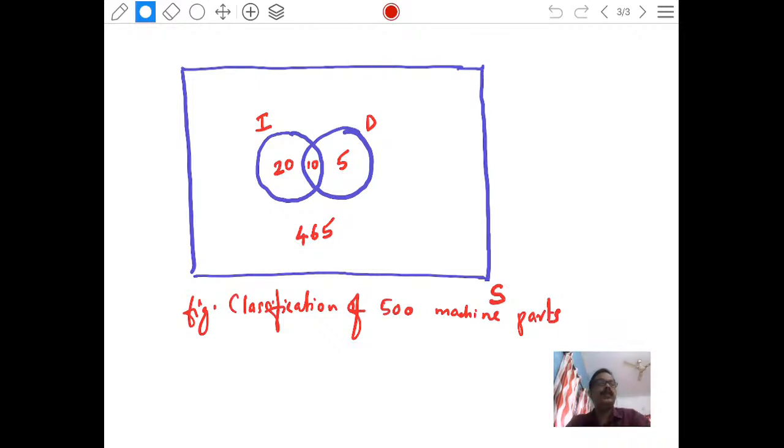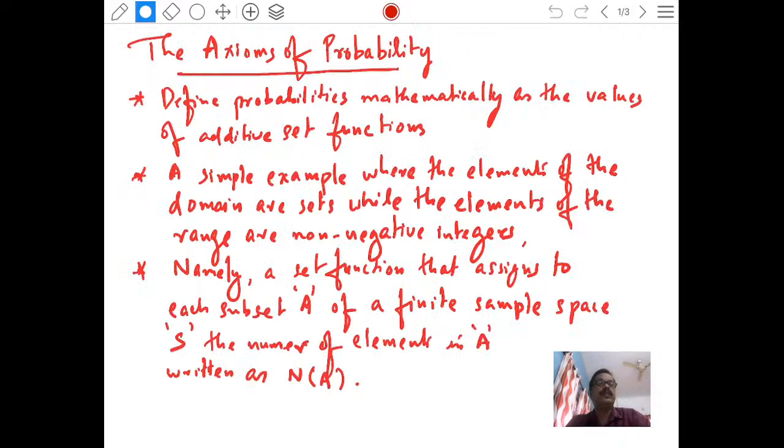From the axiom we have discussed, the axiom says that a set function assigns to each subset A of a finite sample space S the number of elements in A, which can be written as n of A. Here this must be shown as an additive set function. How can we show this? Let us see. Using the example, we can discuss the property of additive set functions, which is the important point in the axioms of probability.